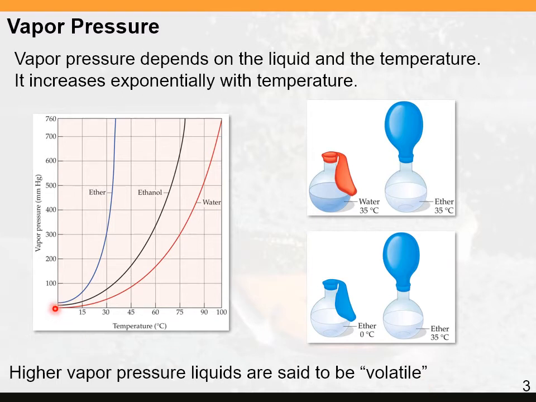If you look at the dependency of vapor pressure on temperature, you also see that vapor pressure increases exponentially with increasing temperature. If you compare the vapor pressure of ether at 0 degrees Celsius and 35 degrees Celsius, there's a dramatic increase. You can see that from the inflated balloon at the higher temperature. So those are the two factors that affect vapor pressure: the type of the liquid, but more so the temperature for a given liquid.